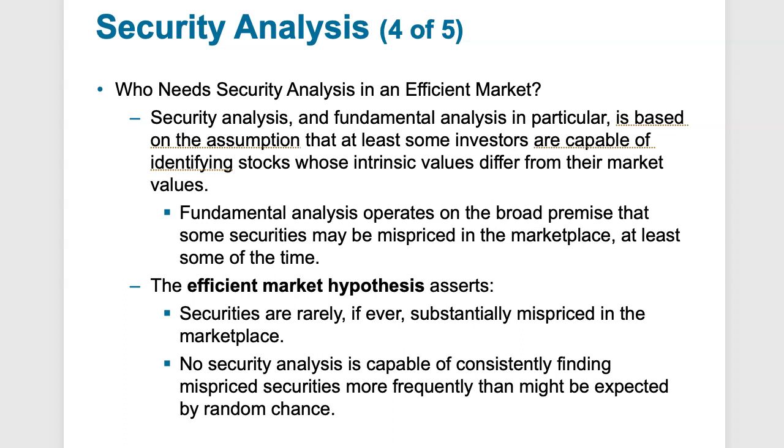Theoretically, with so many people buying and selling the stock and so much liquidity and supply and demand occurring, the market hypothetically should be efficient, meaning that the stock prices you see when you get a quote on a stock should be the actual value of what the company's worth, determined by millions of investors buying and selling shares of the stock every day. Now, smaller stocks, of course, will have less activity, less investors involved, but the premise is that some securities can be mispriced in the marketplace some of the time. So even though the efficient market hypothesis is saying that securities are rarely, if ever, mispriced, and security analysis is not capable of finding mispriced securities, too often.